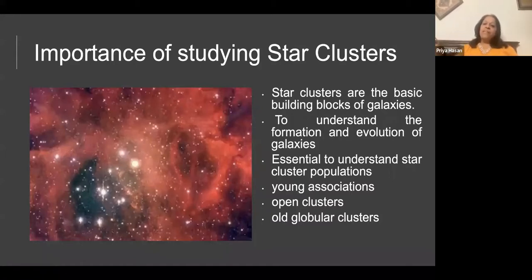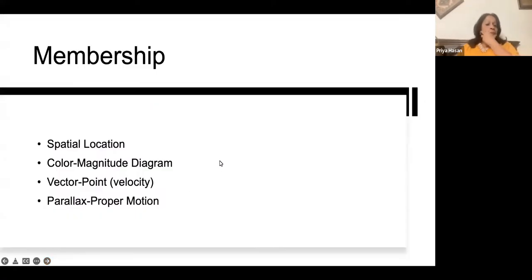So, the importance of studying star clusters: star clusters are basic building blocks of galaxies, and to understand the formation and evolution of galaxies, these are the key points to study. Essentially, we try to understand star cluster populations, young associations, open clusters, old globular clusters, etc. But one of the most crucial parameters in studies of star clusters is the question of membership. When you look at a certain region of the sky, generally if there's an overdensity, that is an indicator of the presence of a cluster. So there is the spatial location. But you constantly have this problem of field star contamination.